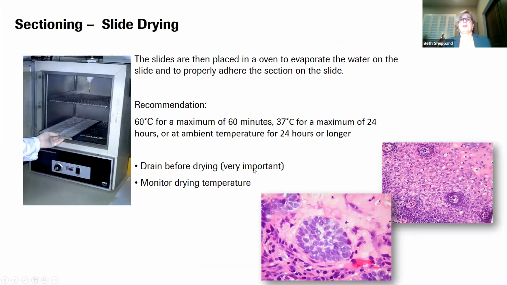Slide drying also causes an issue. The recommendation is 60 degrees for 60 minutes, or 37 degrees for a maximum of 24 hours, or ambient temperature for 24 hours or longer. I've done samples of this and experimented with IHC and also H&E, and really the best takeaway is ambient temperature for 24 hours. That is where you see the best nuclear detail. However, we can't do that. We don't have that luxury. So make sure 60 degrees at 60 minutes.